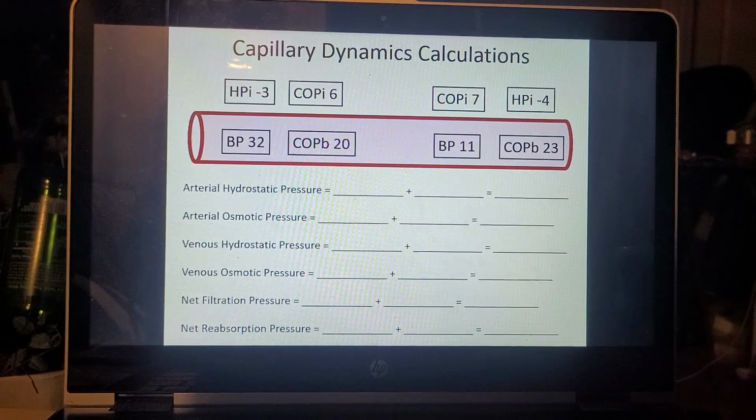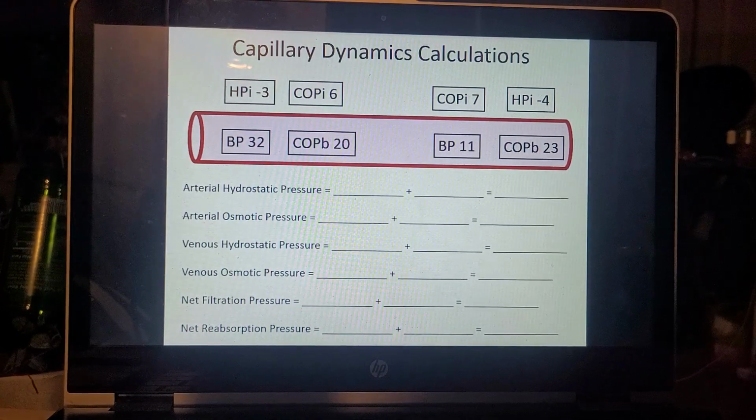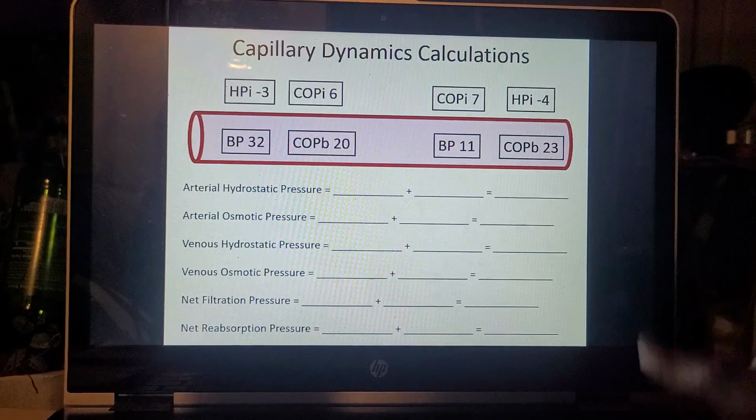Remember, again, colloid osmotic pressure of the blood is the only one that goes into the capillary direction. So that's the only one you're going to be doing some subtracting on. Then we might get to the later section.